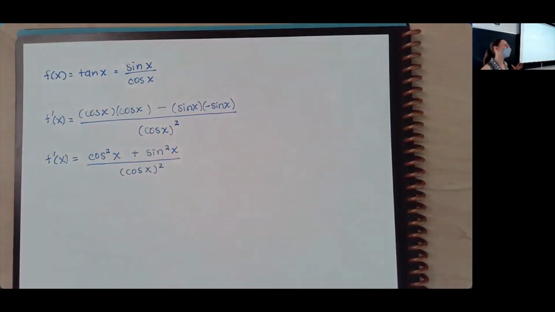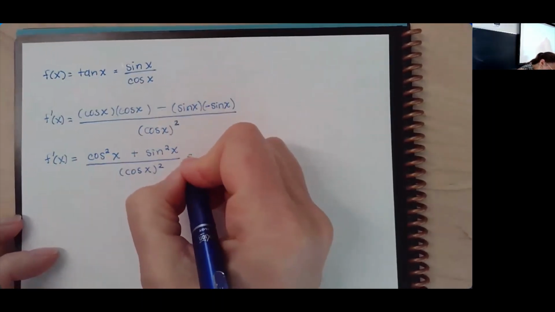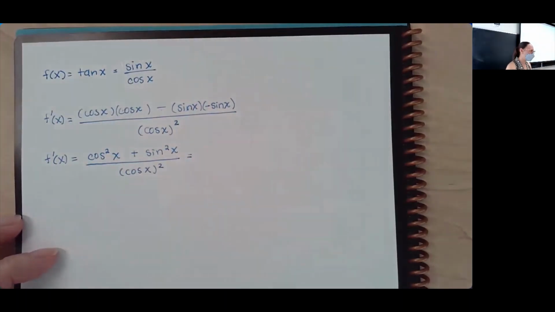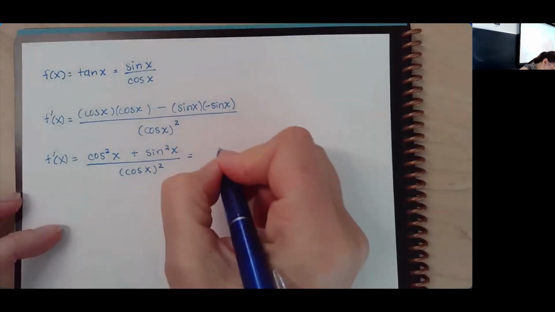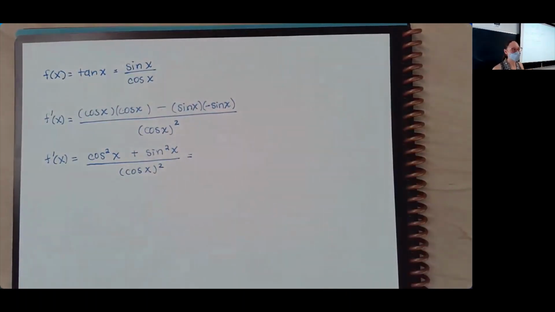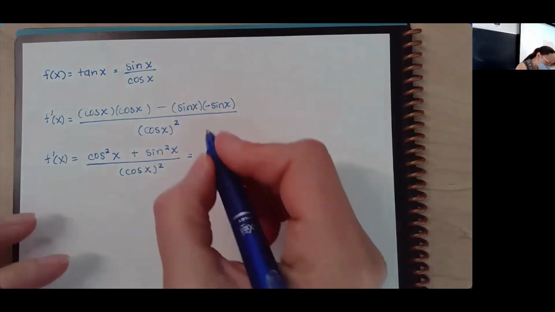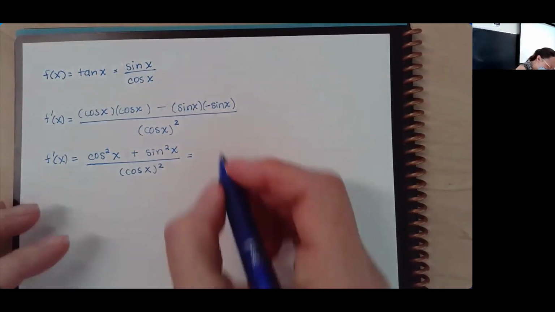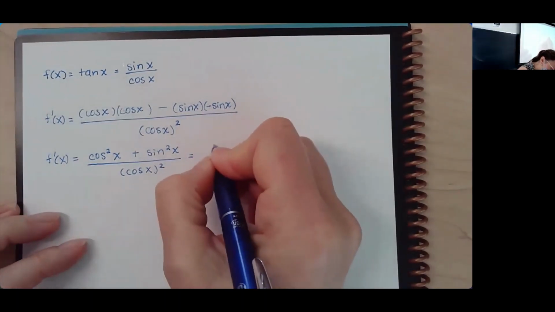The top should jump out to you as a trig identity. What is cosine squared plus sine squared? It's a number. Totally. So cosine squared x plus sine squared x is 1. And if you only have one trig identity memorized, that's the one we want. Sometimes it's called the fundamental trig identity, but it's definitely the one that shows up a lot.